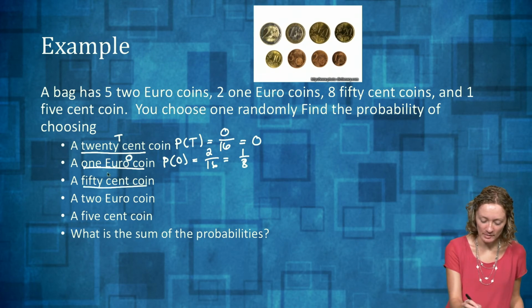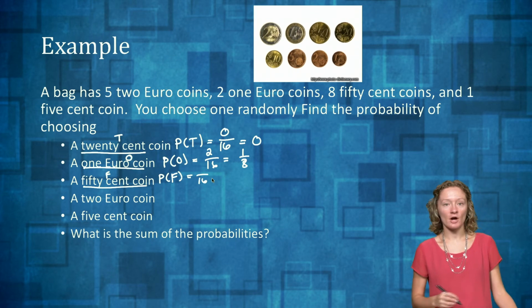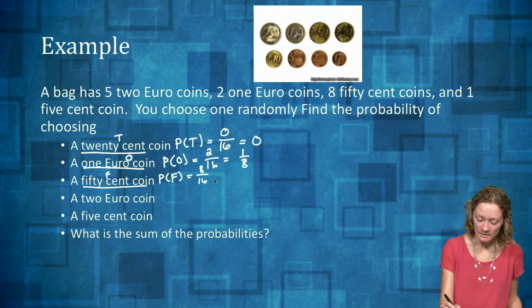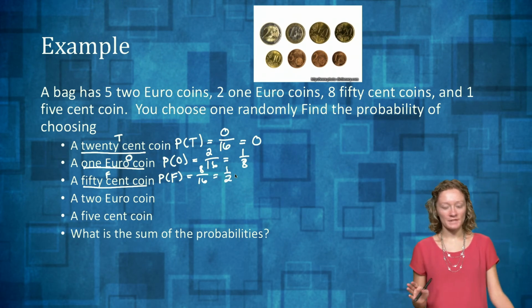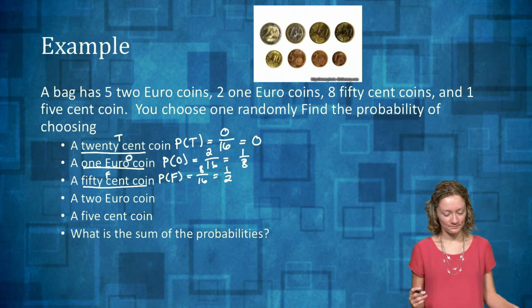Okay, how about the probability of a 50-cent coin? We'll call that F, probability of 50 cent. Again, it's out of 16. Of the 16, how many are 50-cent coins? In this bag, we have 8. So you would have a 1/2 chance of winning. You can use the calculator for those. I'm doing these in my head, but if you don't feel comfortable doing that, that's fine. It doesn't matter. Use the calculator if that's what you feel you need to do.